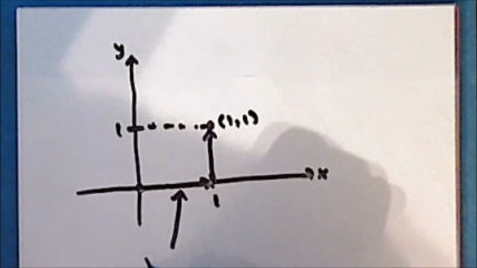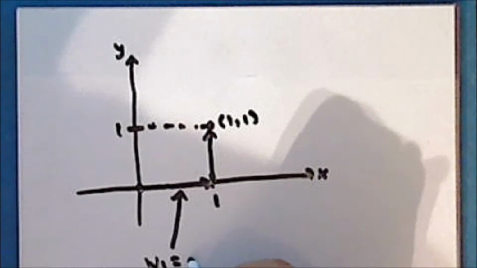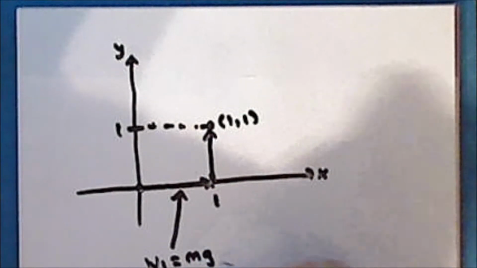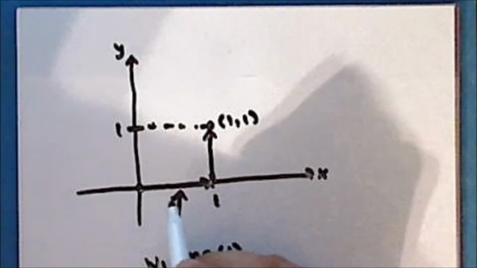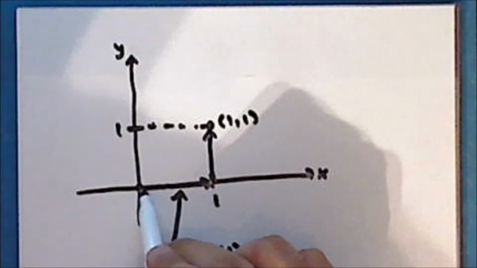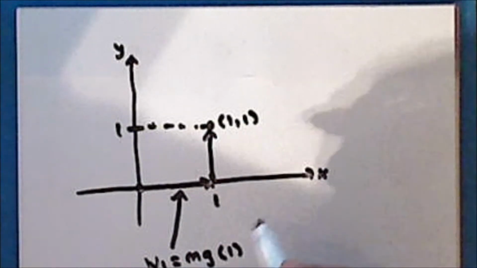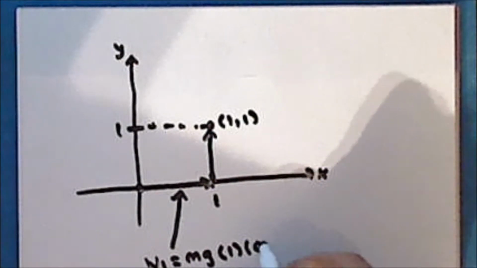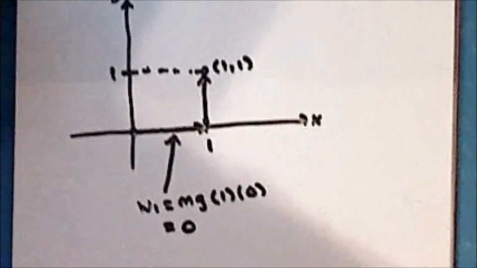For the first leg of the trip, we have the work done is the magnitude of the force of gravity, which is m times g, times the magnitude of the displacement, which is 1. Now the angle between the displacement vector and the force of gravity is 90 degrees. Cosine of 90 degrees is 0. And so the work done for this leg is 0.